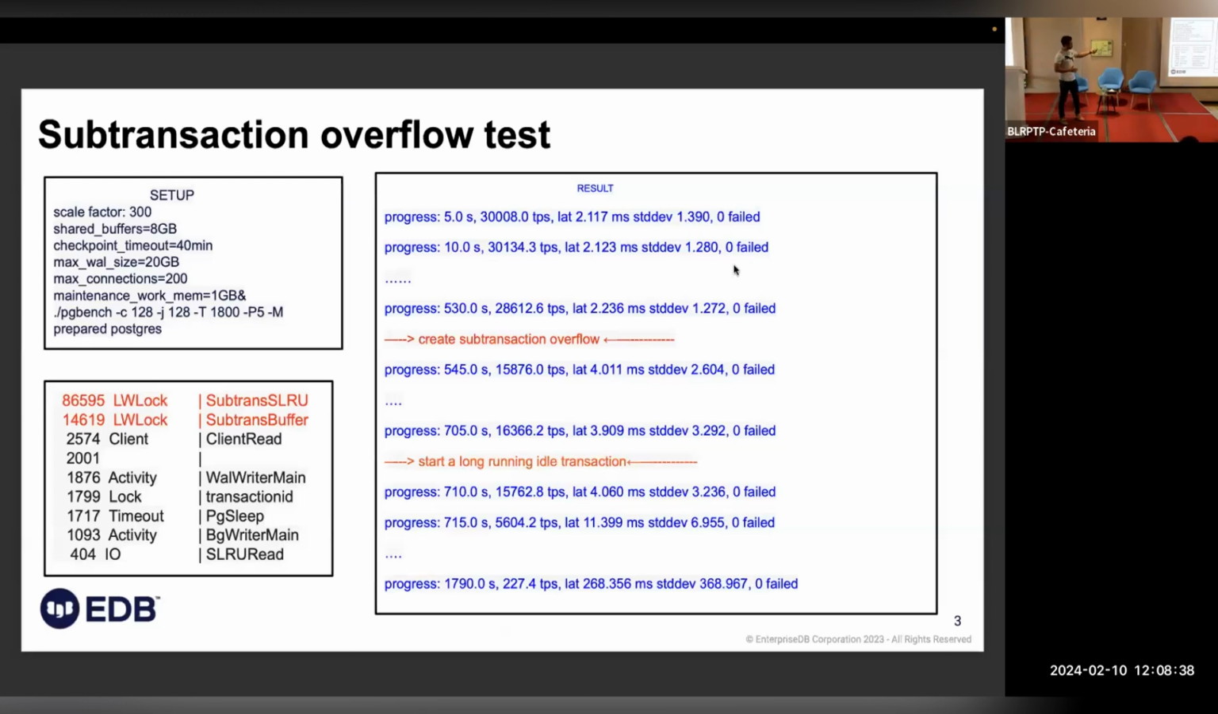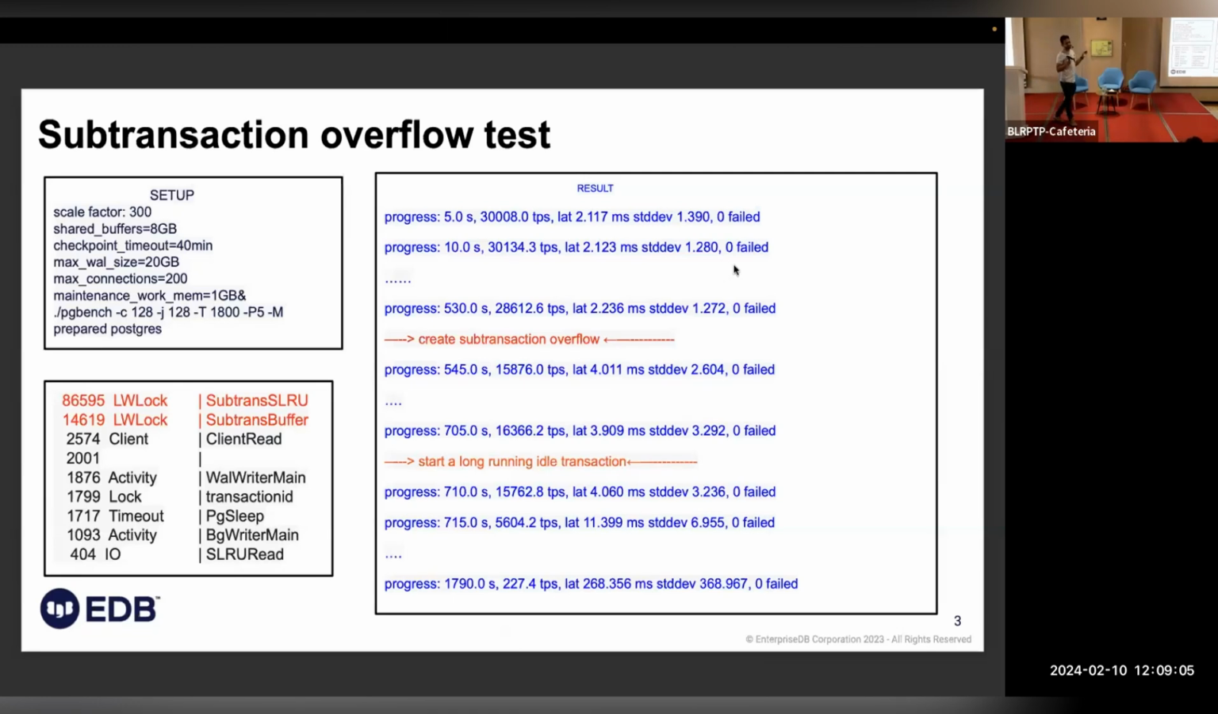I'm running on a very big server, a 128 core machine with 512 GB of RAM, and all that is not a problem. We are seeing big scalability on this machine in general with the pgbench test. But I have done some tweak in the test. When the test is running, I tried to create a subtransaction cache overflow.